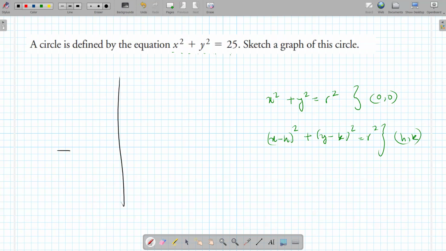So here in this example, we have a circle with its center at the origin and its radius is 5 units. So something like this. This will be 5, this will be negative 5, this will be 5, this will be negative 5, and that's it. What's the diameter of the circle? It's 10.